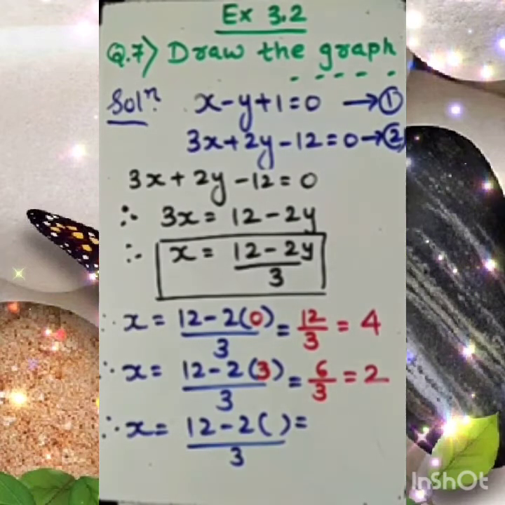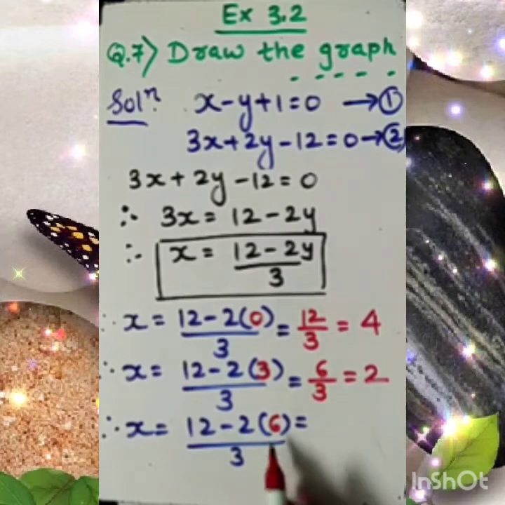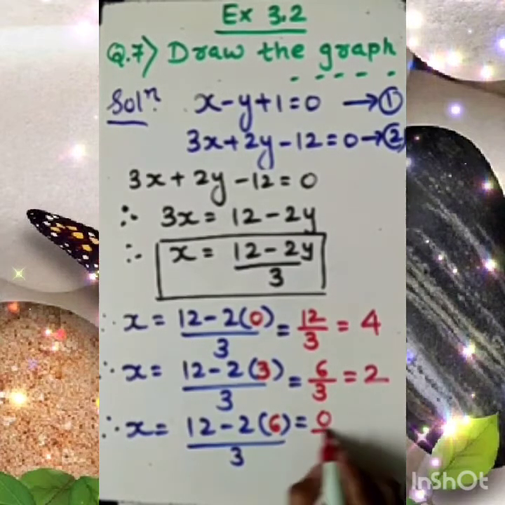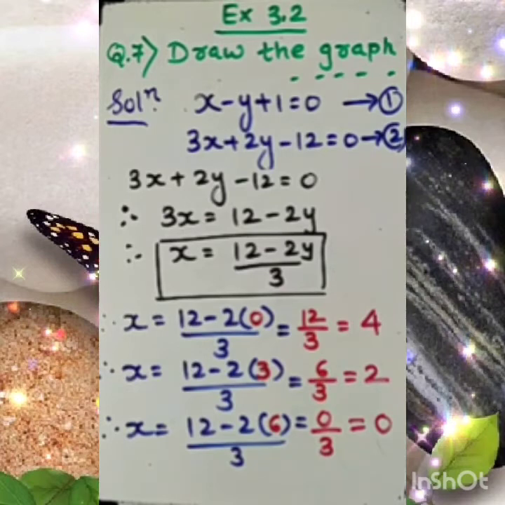Now think of such a value, should I go with 6, because 2 times 6 is 12. 12 minus 12 is 0. 0 divided by 3 is 0. So, dear student, this is the value which we can take. And now let's see what will be our table. Let's draw the table first.